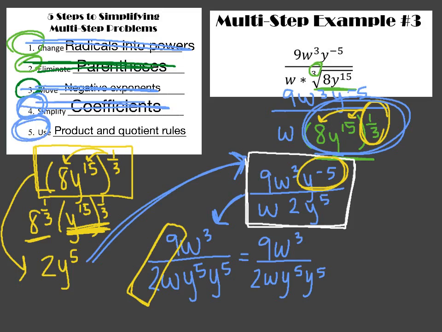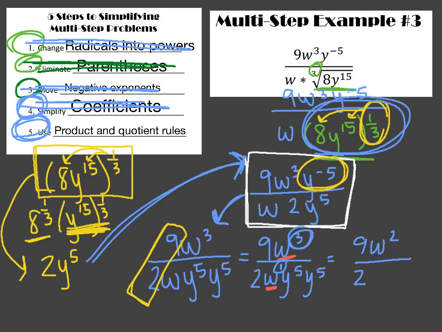Step number 5, use product and quotient rules. So I'm looking for my like bases. I see w's. They are on top of each other, which means they are being divided. So I know that I'm going to have to subtract them. So I have a 3 on the top. Down here, just a w by itself is a 1, so subtract 3 from 1, and I get w to the power 2.